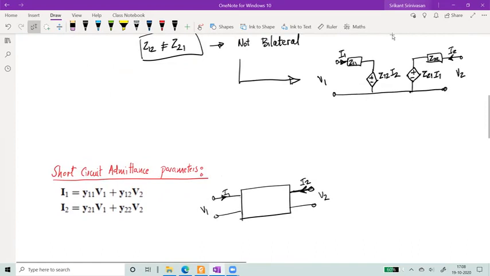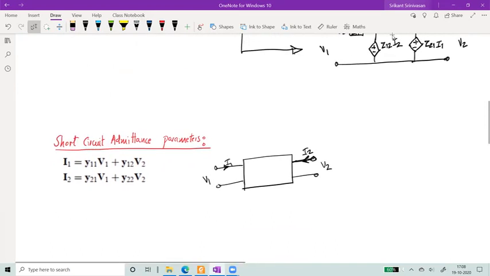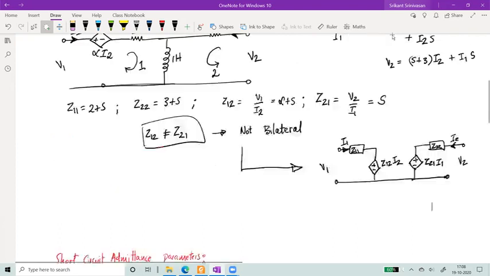So just like the impedance parameters, there are admittance parameters also possible, where instead of the earlier case where we said that V1 and V2 are being expressed in terms of I1 and I2, we are now expressing the currents in terms of the voltages. That's what you see here. So the basic equation is I1 is Y11 V1 plus Y12 V2. I2 is Y21 V1 plus Y22 V2. Much the same as the previous Z parameter equation.